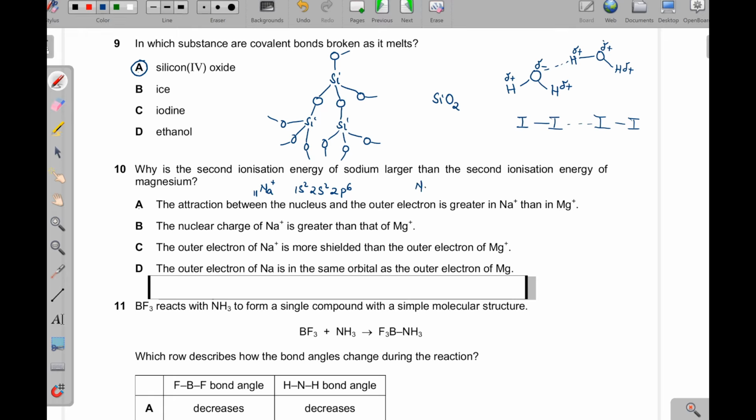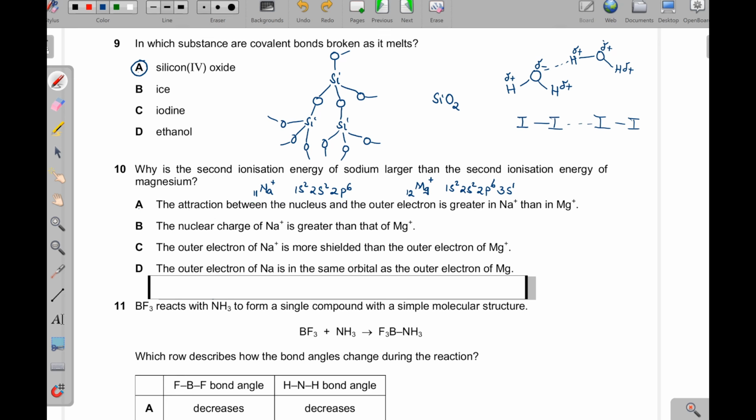And then magnesium. Magnesium is 12. So 1s2, 2s2, 2p6, then we are supposed to have 3s2. But since we are looking for the second ionization energy of magnesium, that means it has already lost one electron in the outermost. So here we shall have 1. So we have this one here, plus 1. Now, when you look at this one here, there is one more shell there. That means the shielding effect is greater in magnesium compared to sodium ion.